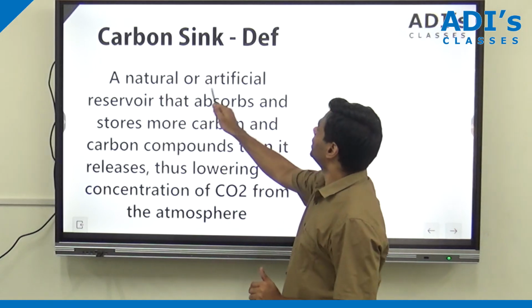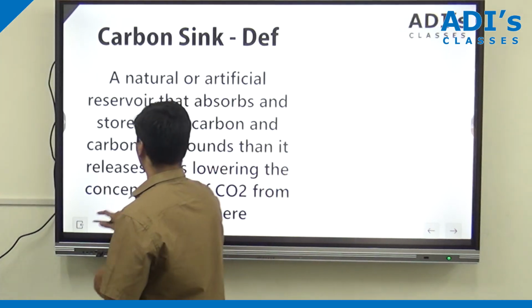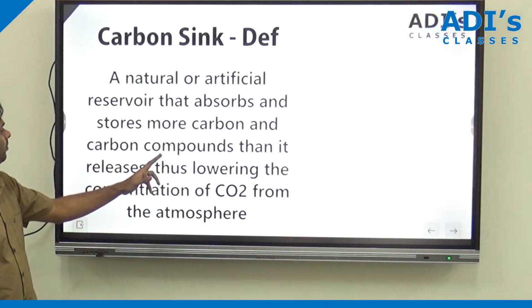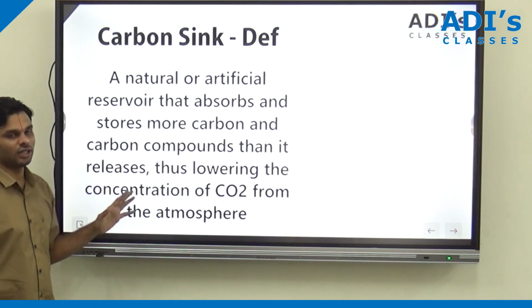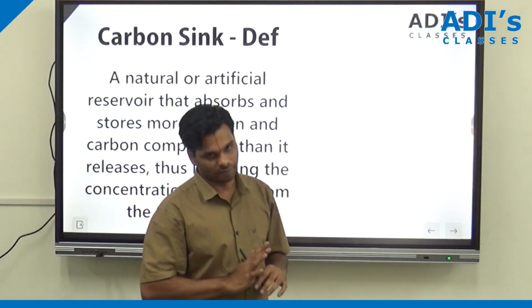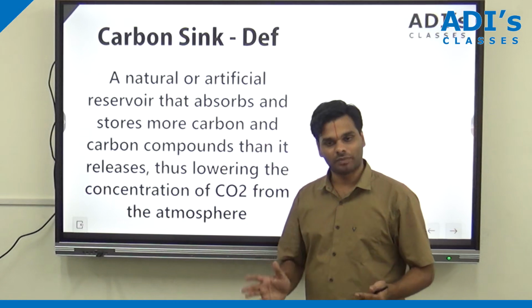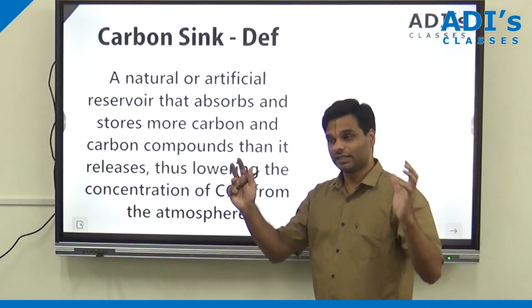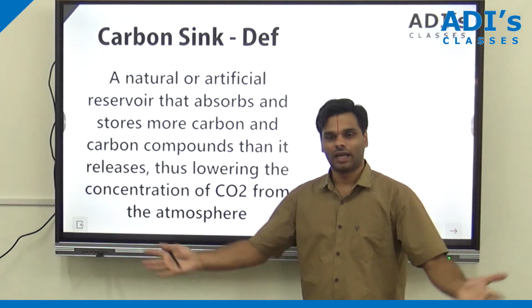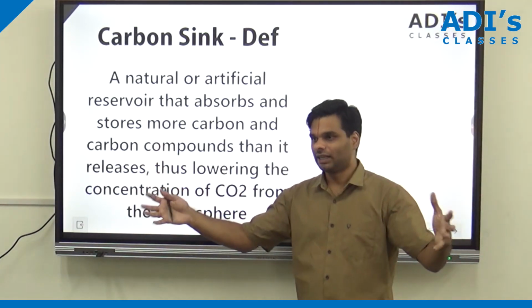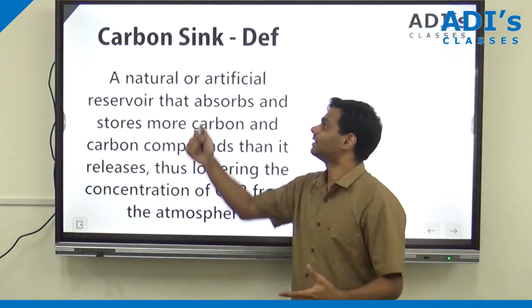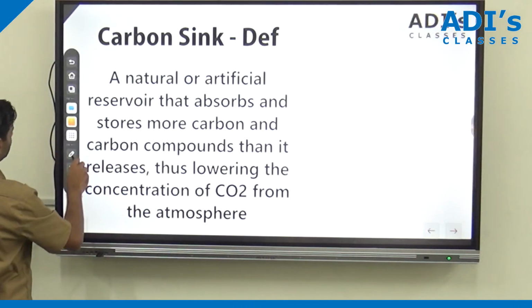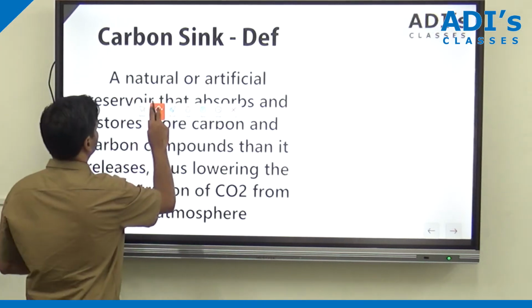So a carbon sink is a natural or artificial reservoir that absorbs and stores more carbon and carbon compounds than it releases, thus lowering the concentration of carbon dioxide in the atmosphere. Reservoir means what? A big storage space, right? Like a sink. Carbon sink can also be said as carbon reservoir. It's a reservoir for carbon.